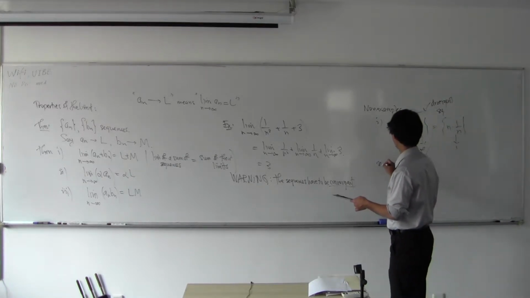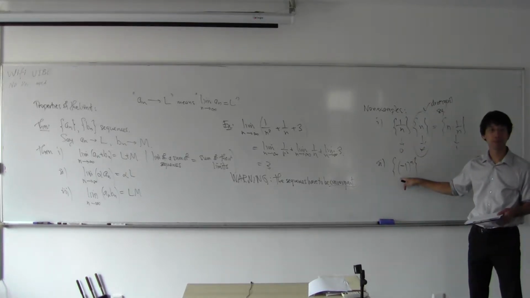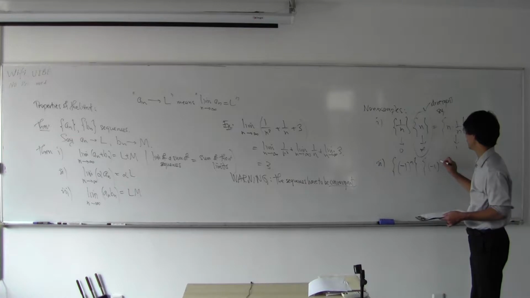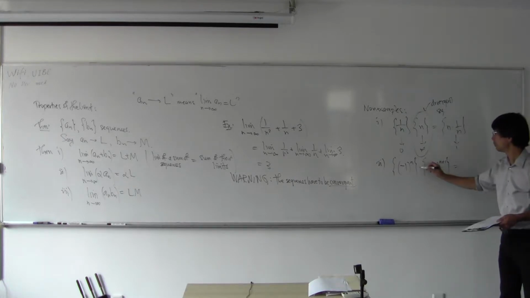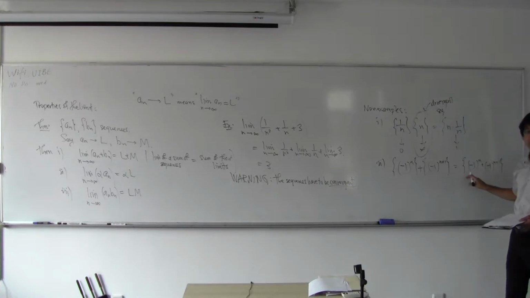I'll give another example. Take (-1)^n. What's the limit of this sequence? There is no limit. It's divergent, right? Now (-1)^(n+1). What's the limit of this sequence? Again, it's divergent. But if I add them together, I get (-1)^n plus (-1)^(n+1). What's that? That's 0, right?